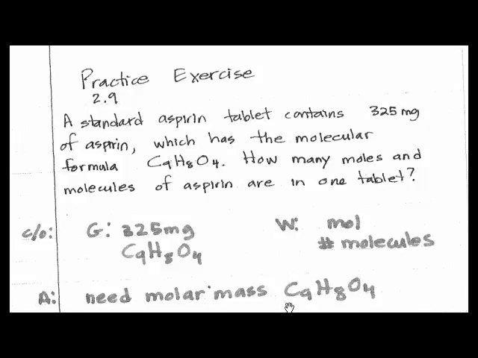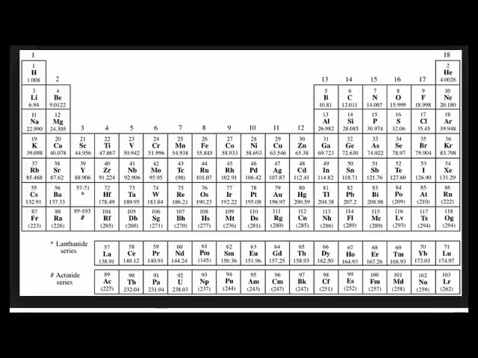Now, the first thing I need to do anytime I'm going between mass and moles or moles and mass, and I need a molar mass, is I have to calculate the molar mass. So we know by now that we get the molar mass of each element from the periodic table, and carbon has a molar mass of 12.01 grams per mole, hydrogen 1.01 grams per mole, and oxygen 16 grams per mole. And again, I'm rounding to the nearest hundredth.